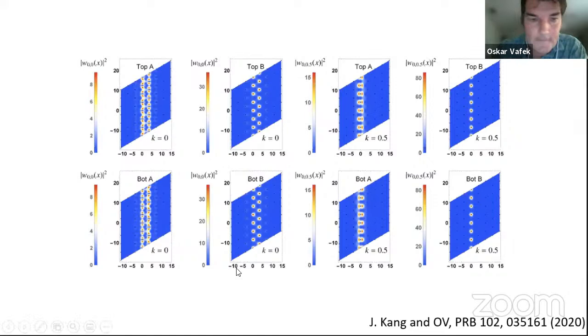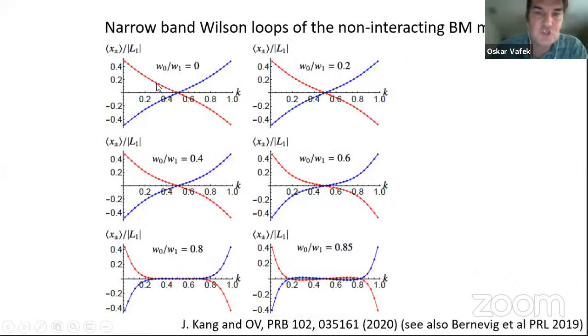Okay, so here are the Wilson loops, just simply for the unrenormalized, non-interacting Bistritzer-MacDonald model, as we change this dimensionless parameter, the ratio of the AA to AB tunneling. So the picture on the top left is the chiral limit. And we see that the two bands per valley per spin indeed have a topology to them. They wind as Andrei advertised. So we can think of them as one of them forming a Chern one, and one of them forming a Chern minus one. Okay, and this is true regardless of the ratio of w0 to w1.